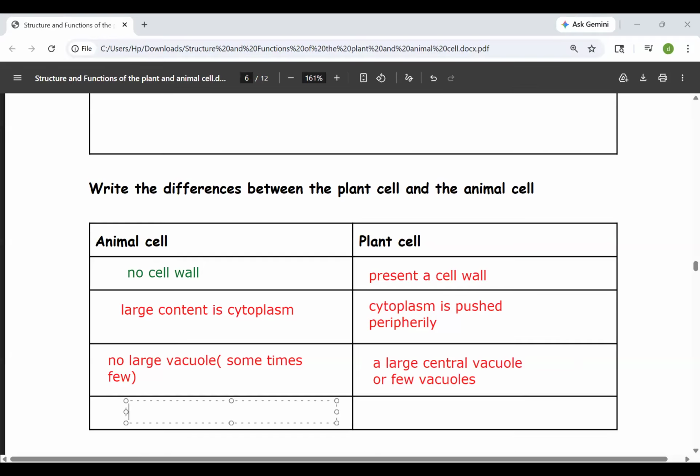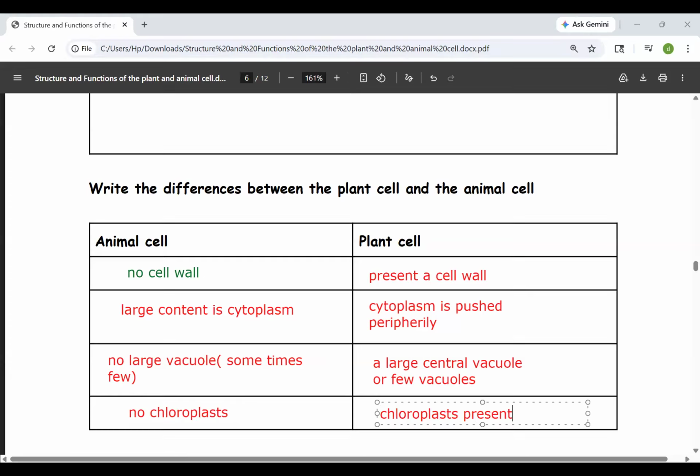The last one, no chloroplasts. Write down no chloroplasts. The other side write down chloroplast present. So those are the differences.